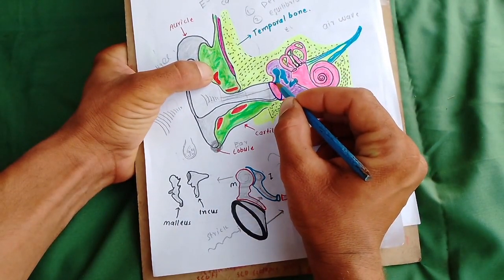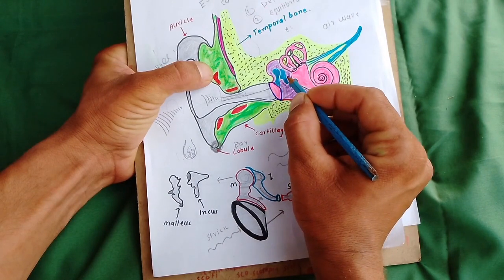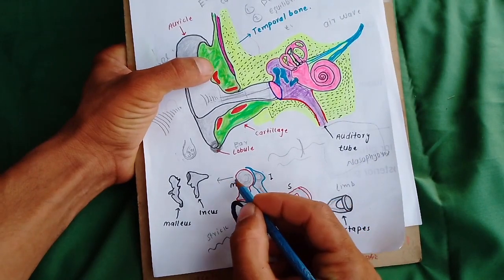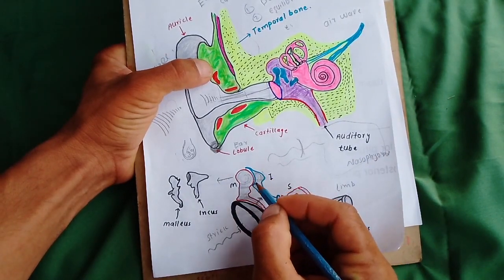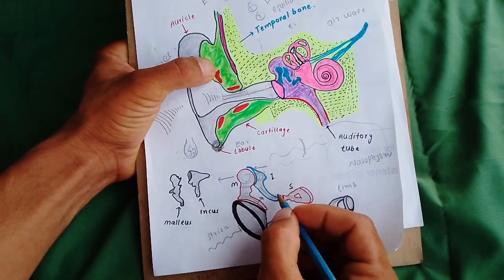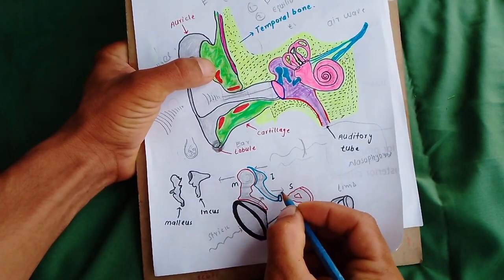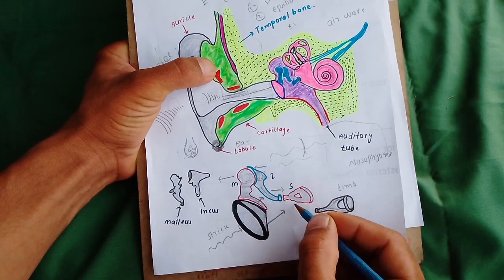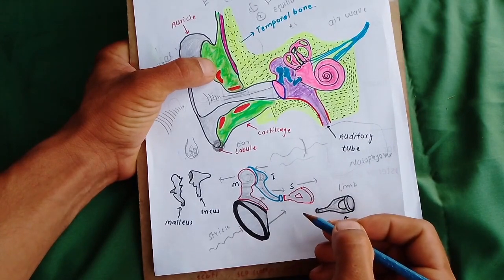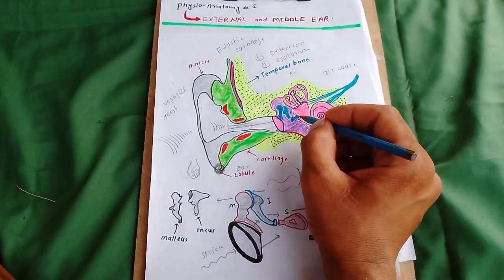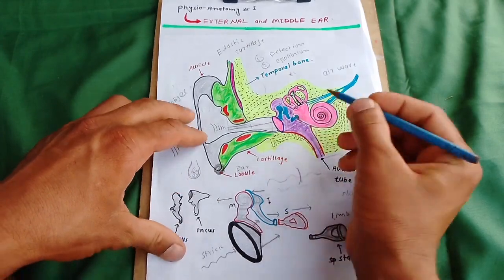When the eardrum goes inward, the handle also goes in the medial, inward direction. So the head goes in an outward direction. When the head goes outward, the head of the incus is attached here, so this part also goes outward. And when this moves outward, the handle goes in an inward direction. So when it goes inward, it hits the stapes, so the stapes also goes inward. And when the stapes goes in inward direction, there is a window which is called the oval window.